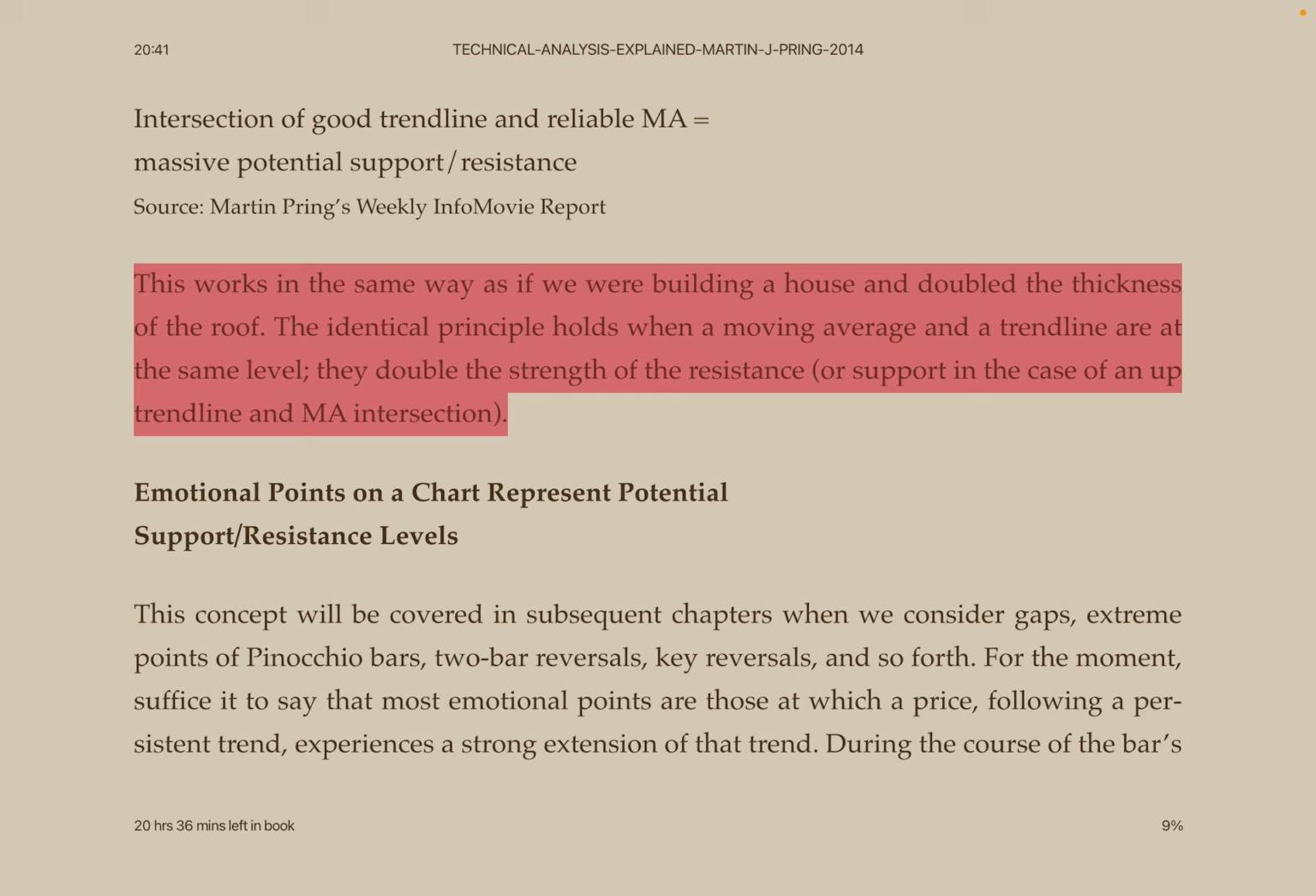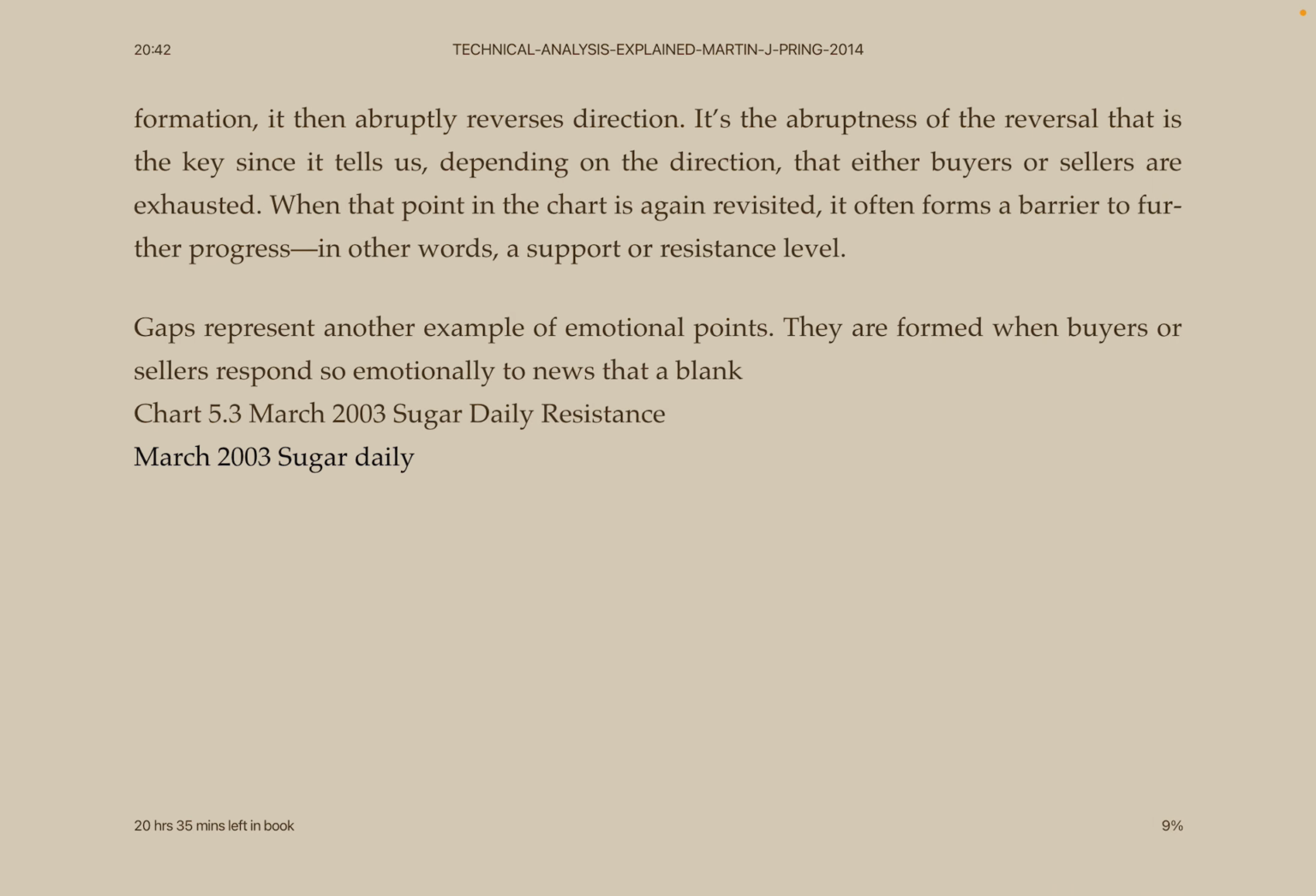For the moment, suffice it to say that most emotional points are those at which a price, following a persistent trend, experiences a strong extension of that trend. During the course of the bar's formation, it then abruptly reverses direction. It is the abruptness of the reversal that is the key, since it tells us, depending on the direction, that either buyers or sellers are exhausted. When the point in the chart is again revisited, it often forms a barrier to further progress. In other words, a support or resistance level.